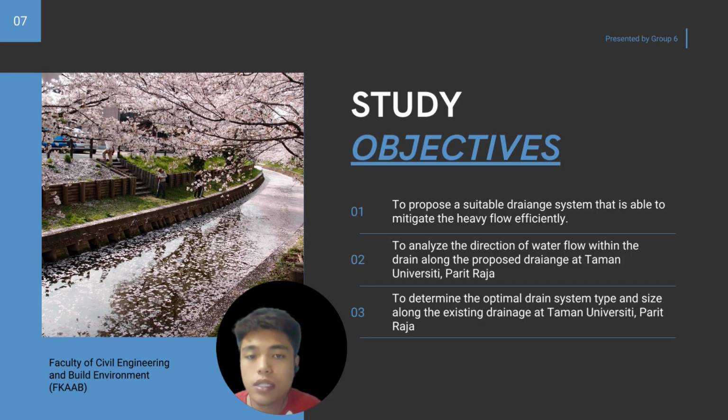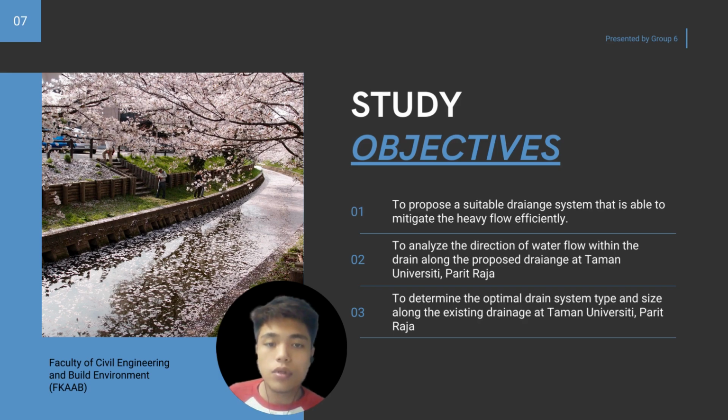Our study objectives are: firstly, to propose a suitable drainage system that is able to mitigate the heavy flow efficiently; secondly, to analyze the direction of water flow within the drain along the proposed drainage at Taman University Parit Raja; and thirdly, to determine the optimal drain system type and size along the existing drainage at Taman University Parit Raja. So that's all for my part.